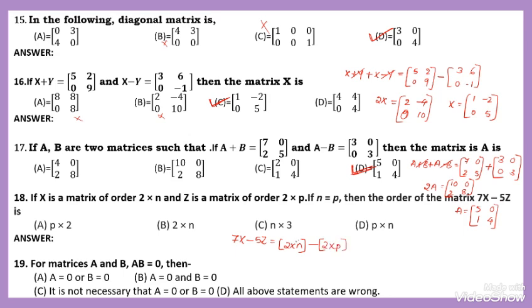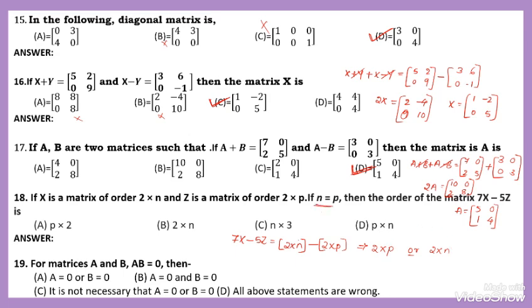While taking addition and subtraction, the order should be the same. Otherwise, addition and subtraction is not possible. That's why n is equal to p. Then the resultant is 2 cross p or else 2 cross n, because n is equal to p.